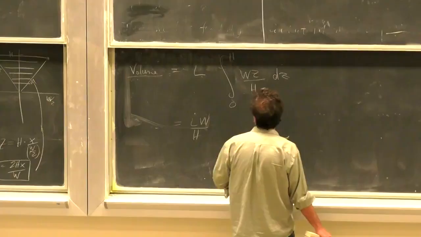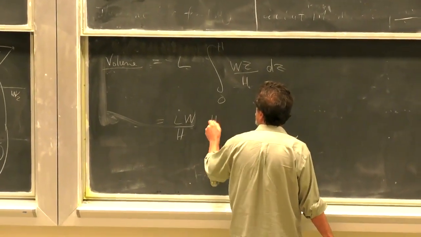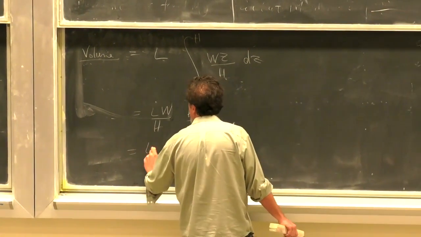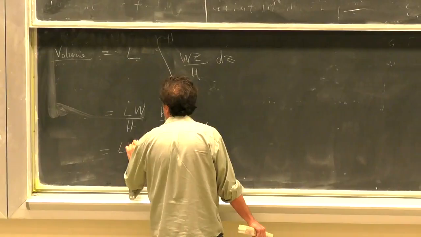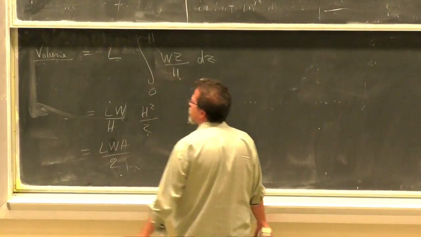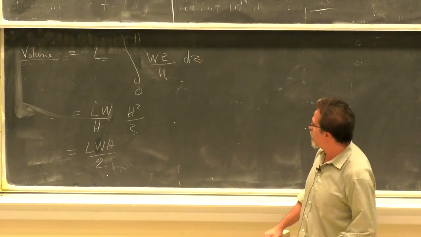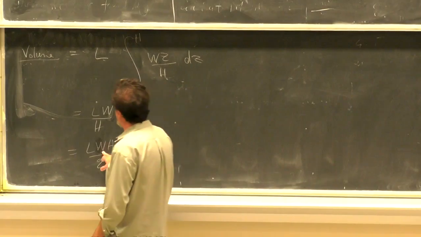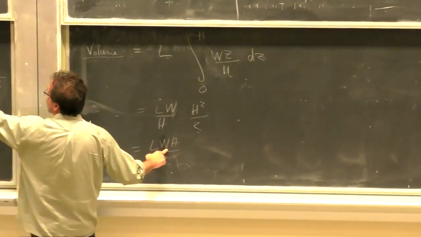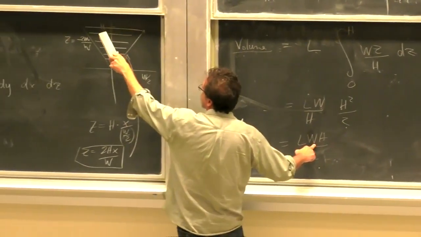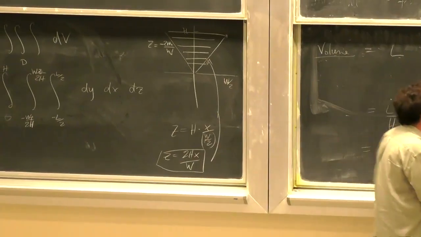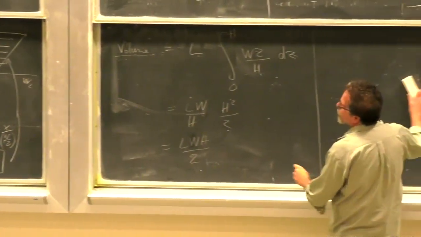But nonetheless, I'm using this as an opportunity to talk about bounds of integration. This is z squared over 2, so this is going to be h squared over 2, which is lw h over 2, which is the area of the triangle, height times width over 2, multiplied by the length. Now, let's do the second calculation.